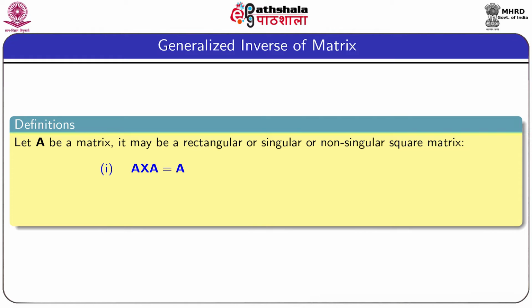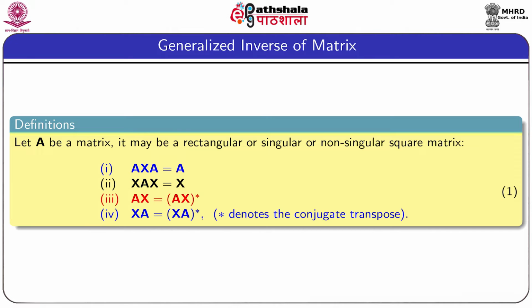Now, we define certain terms which are associated with the G inverse. Let A be a matrix, it may be a rectangular matrix, or a singular matrix, or a non-singular square matrix. Now, we define four equations. The first one is AXA equal to A. The second equation is XAX equal to X. The third equation is AX equal to (AX)*, where star represents the conjugate transpose of the matrix. The fourth one is XA equal to (XA)*, the conjugate transpose.